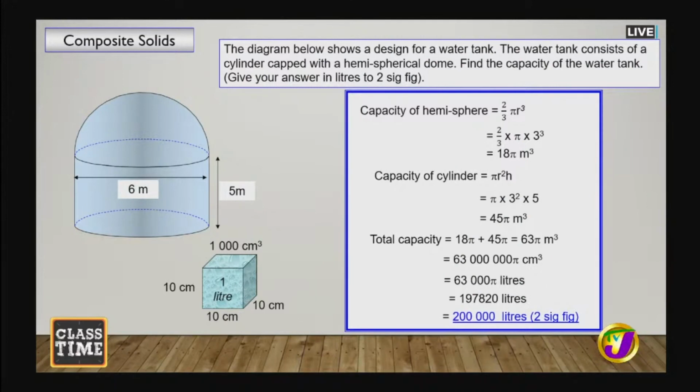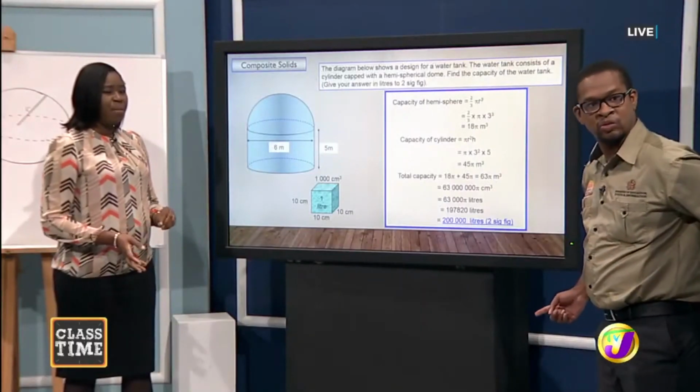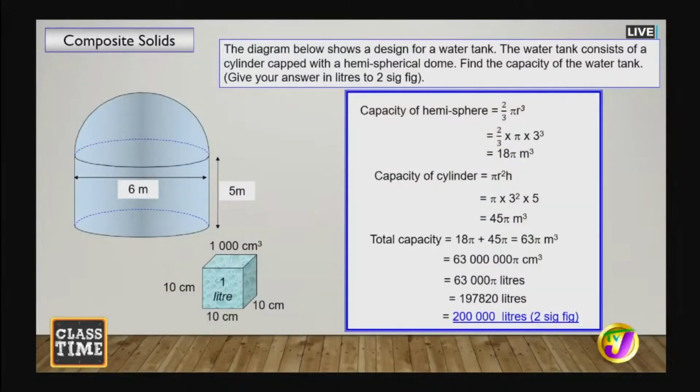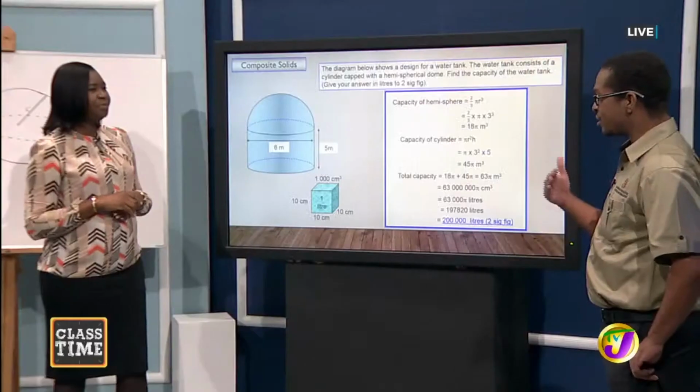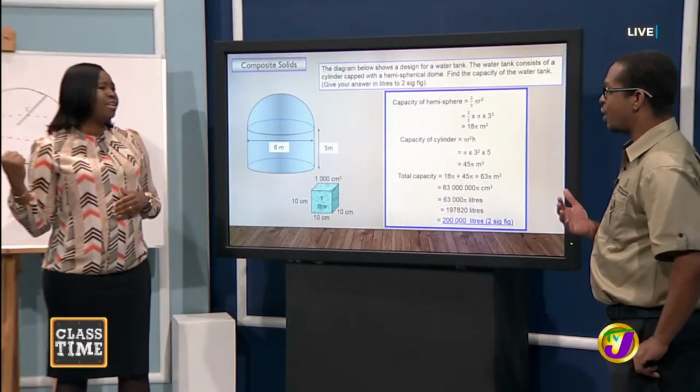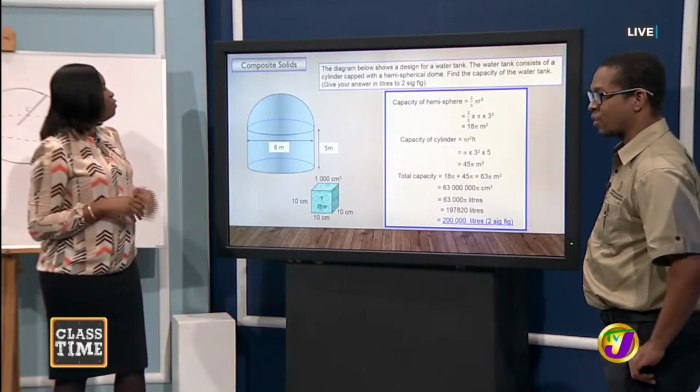Okay. Awesome. So that one was very interesting as we were changing from cubic meters, we changed to centimeters, and then we also changed to liters. So this took a lot of work. So it's just following it step by step, and applying all the knowledge we had before.